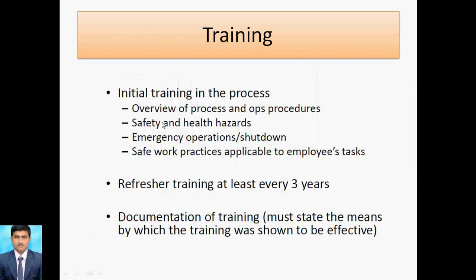Here, in the initial training we have to give an overview of the process, safety and hazardous conditions. What types of hazards are there? Emergency operations, or shutdown operations. Safe work practices applicable to employees' tasks. Then refresher training at least every 3 years. So this is required after the initial training. That type of documentation of training should be available with the contractors. Only then will it help smooth conduct of operations.